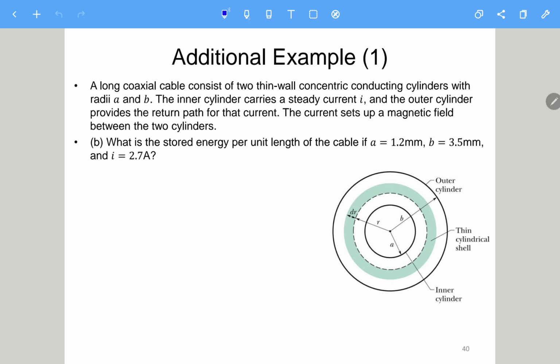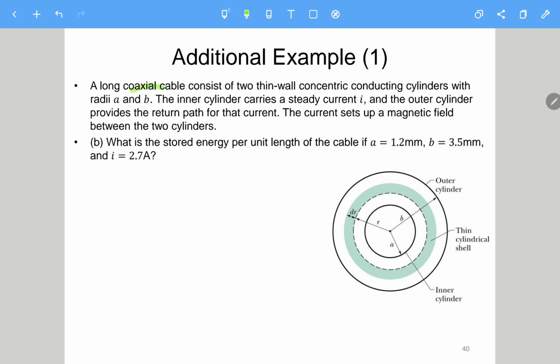This is also a coaxial cable, meaning 同轴. If you still remember, these two cylinders have the same axis. The axis goes through the center of the cylinder and is perpendicular to the cross section. So they are called coaxial, which means these two cylinders have the same axis. The inner cylinder carries a static current I, and the outer cylinder provides the return path for the current.